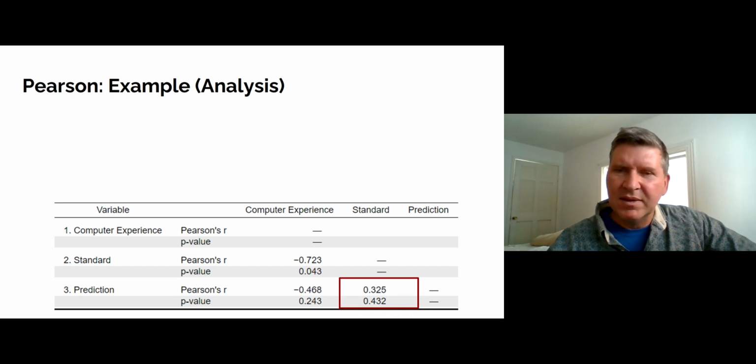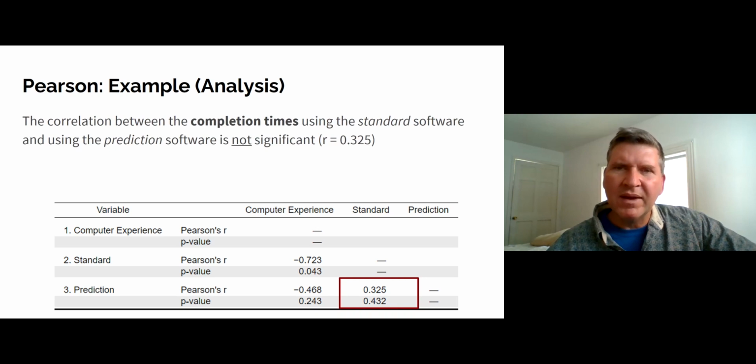Now we turn our attention to how the standard software typing tool and the predictive one correlate. We can see here that it's a positive correlation. However, it's not significant because the p-value is far too high for us to consider it as significant.